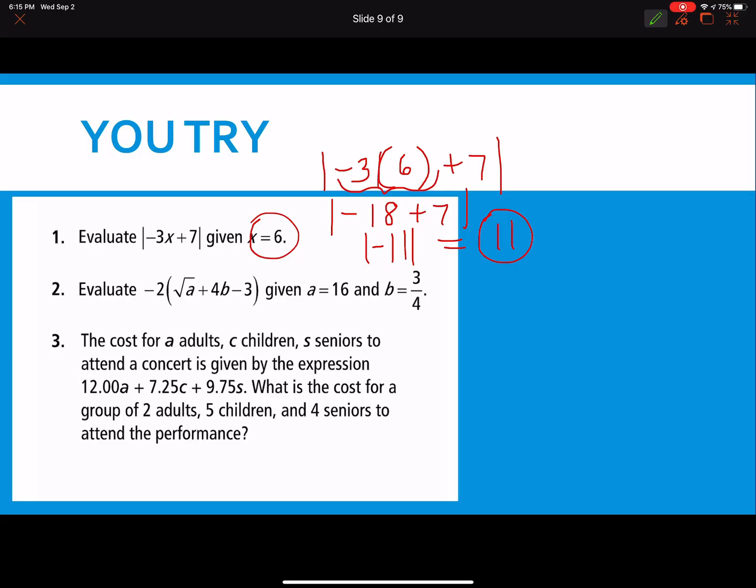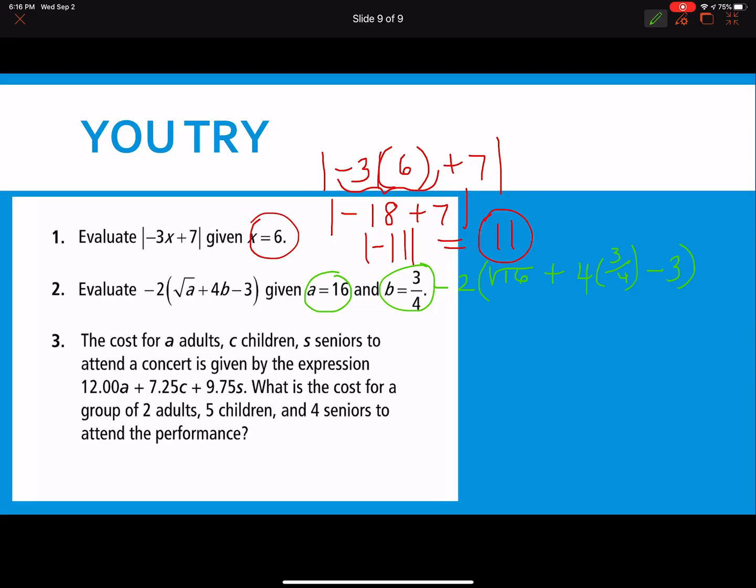Okay, let's look at number 2. Number 2 says evaluate -2 parentheses radical a plus 4b subtract 3, given a equals 16 and b equals 3/4. So I'm going to start substituting from left to right. I've got my parentheses there. I'm going to use my radical and find the square root of 16 once I substitute, plus 4, and b is going to be 3/4 when I substitute that value, subtract 3, end parentheses.